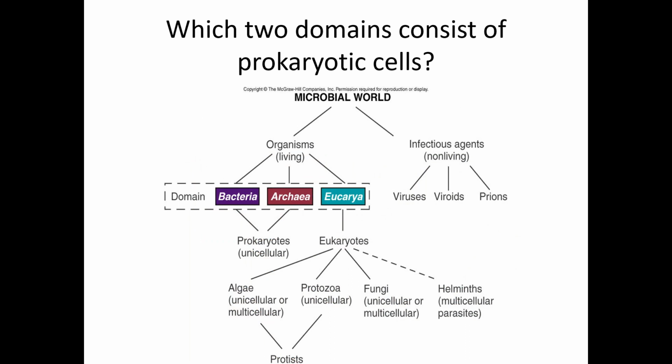The two domains of life that consist of prokaryotic cells are the domain Bacteria, which is mostly what we're going to be talking about today, and then the domain Archaea, which usually consists of organisms that we like to consider extremophiles. They live in places that are really hot or really salty or really acidic. We're not going to spend a lot of time talking about them because they're not really all that relevant when it comes to medical health.